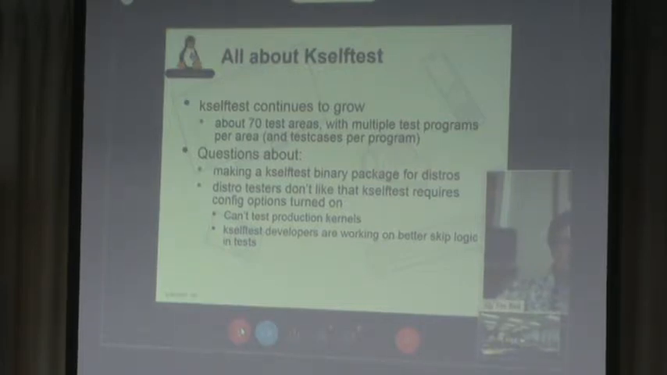And then with KSelfTest, a lot of the tests require that certain config options are turned on. So this won't work with production kernels. Production kernels have a fixed set of config options. And most end users are not going to recompile their kernel. If you're an Android user, you're not recompiling your kernel with a bunch of extra config options turned on. And so KSelfTest developers are now currently working on better skip logic and better handling of kernels that do not have the correct config or do not have the right version.